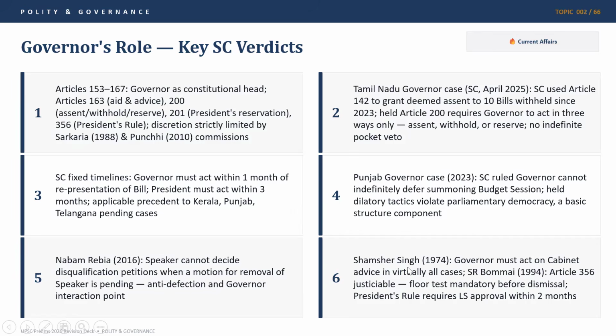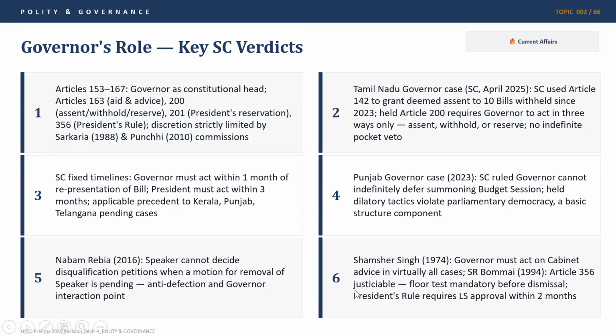Again, a very important case is the Shamsher Singh case of 1974, where it was held that the governor must act on cabinet advice in virtually all cases, which is related to Article 163 of Aid and Advice with the Council of Ministers. And in the SR Bommai case of 1994, Article 356 related to President's rule was declared justiciable.